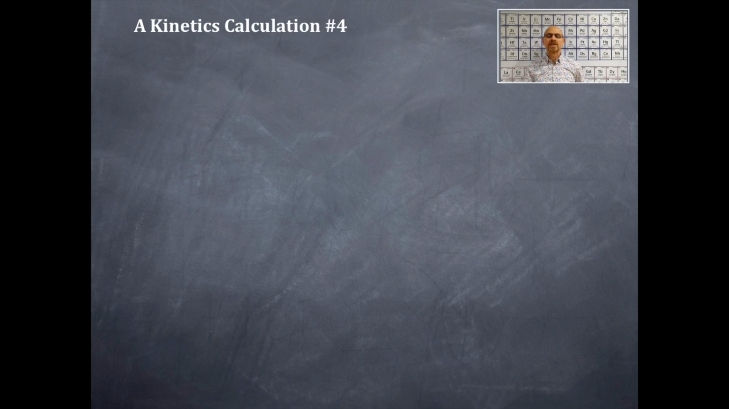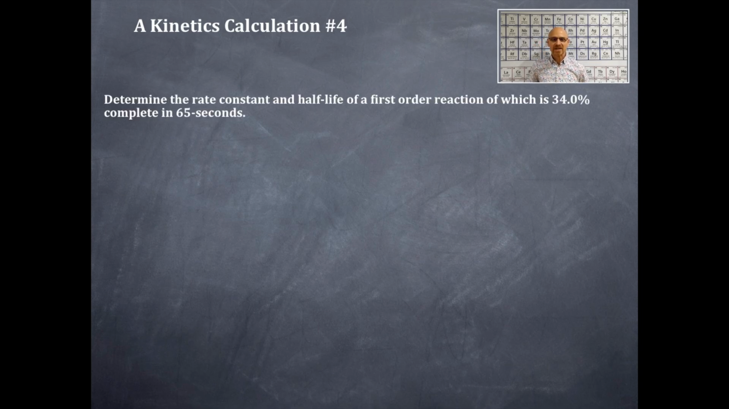So, a kinetics calculation number 4. Determine the rate constant and the half-life of a first-order reaction which is 34% complete in 65 seconds.